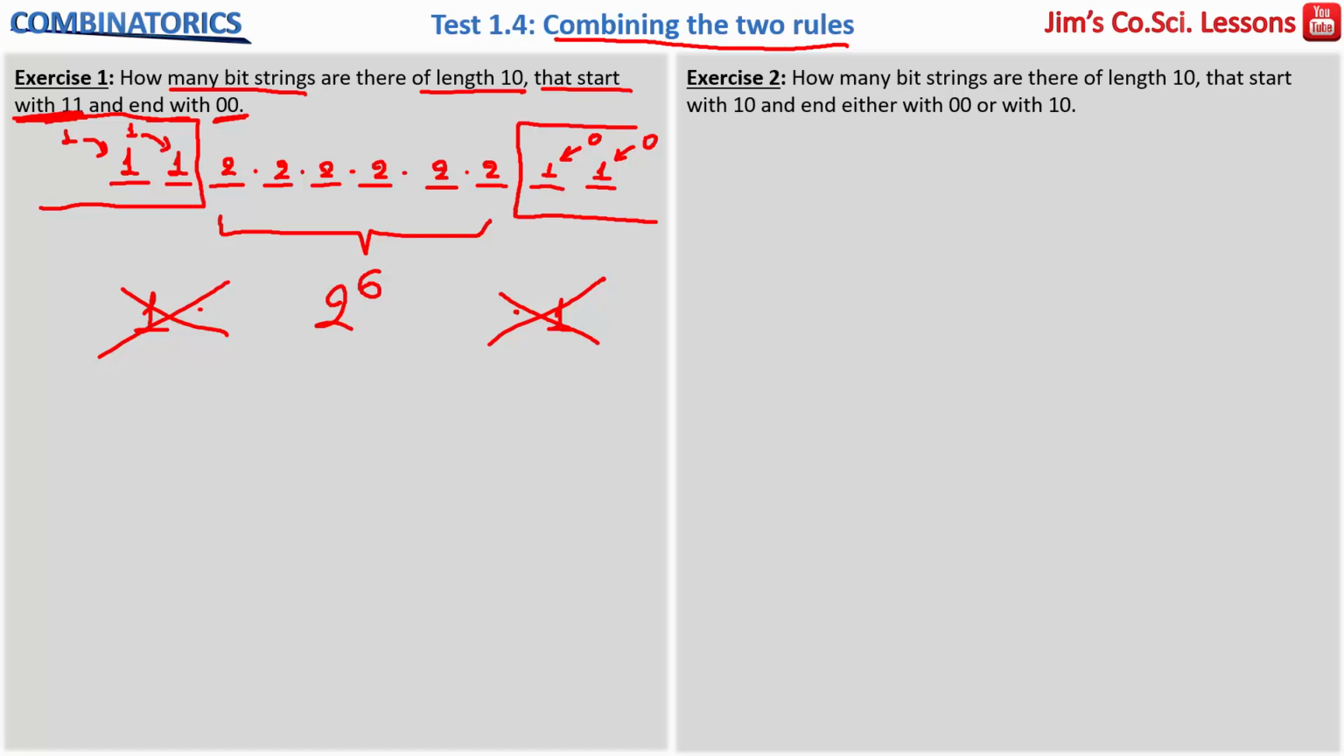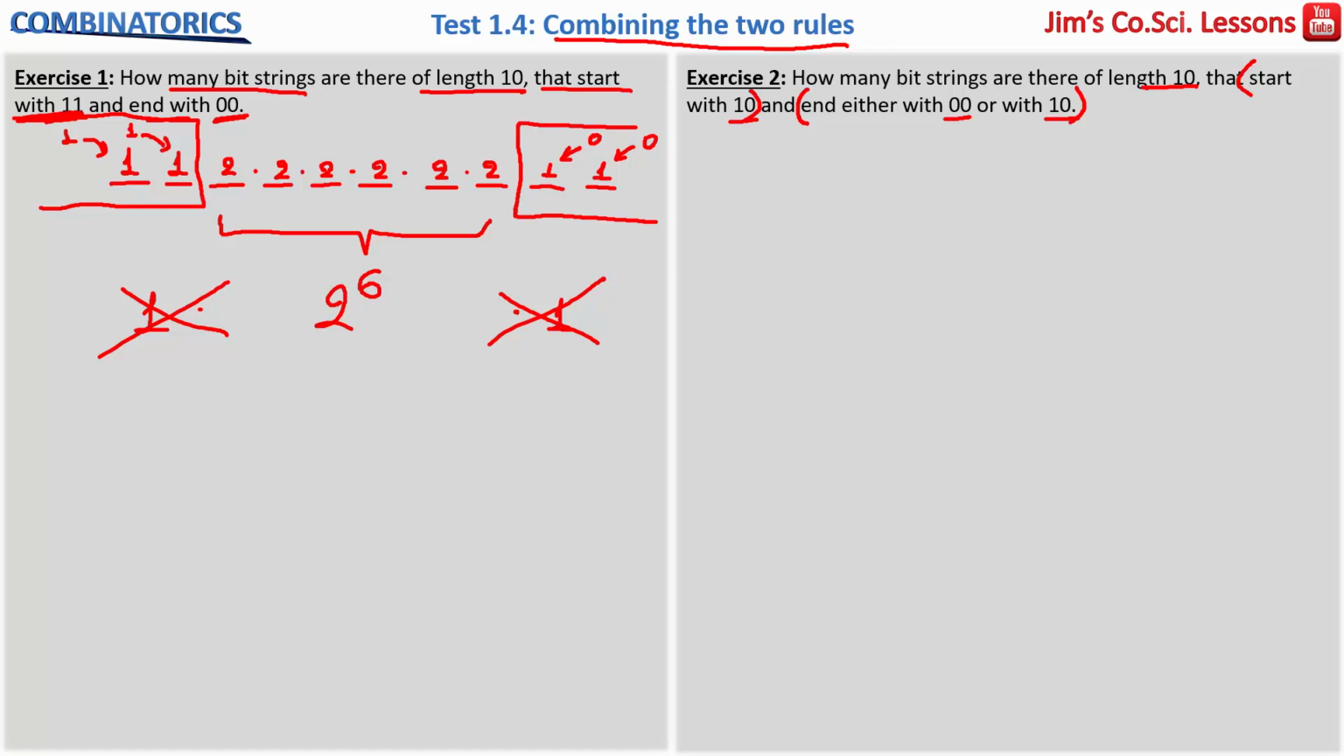Our second exercise: how many bit strings are there of length 10 that start with 1 0 and then end either with 0 0 or with 1 0? So let's see that here we have two restrictions. The first restriction is that we have to start with 1 0, and the second one is that we have two options for the ending of the string.